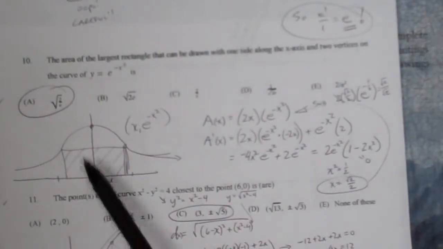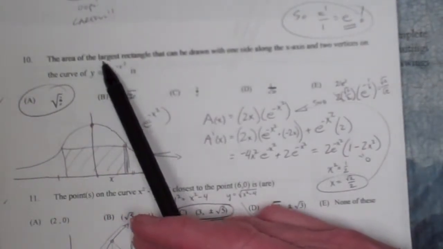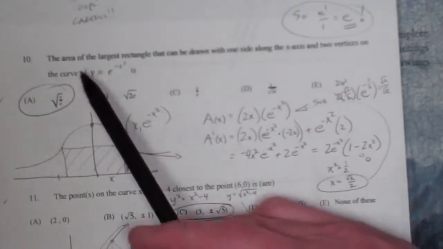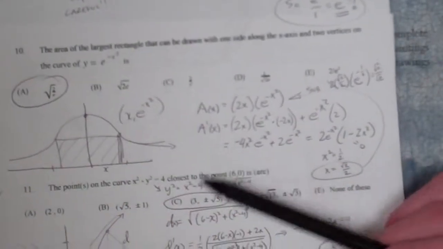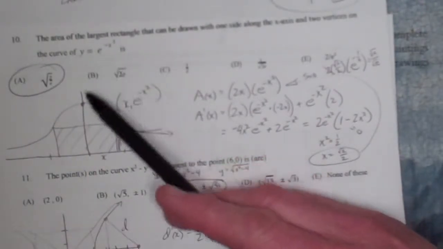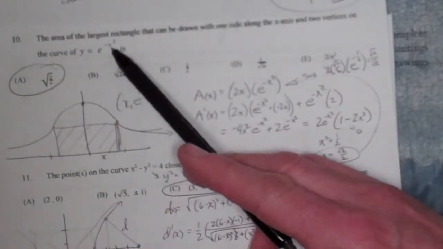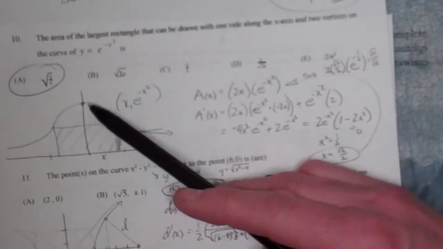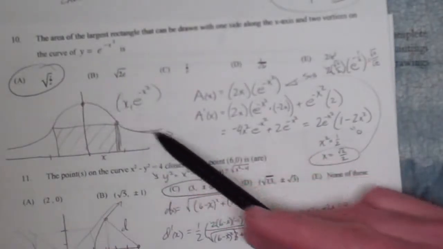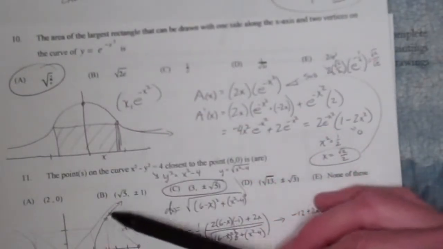Number 10, same type of thing. They're looking for the largest area, okay? Not when that happens, what your x value is, but what the actual area is. So sketch this function. It's pretty much like a bell curve in the sense that when x is 0, you get your maximum value of 1, and then it decays on either side symmetrically because of the x squared. So hopefully you can sketch that sort of thing out.